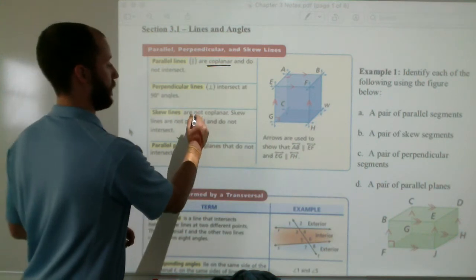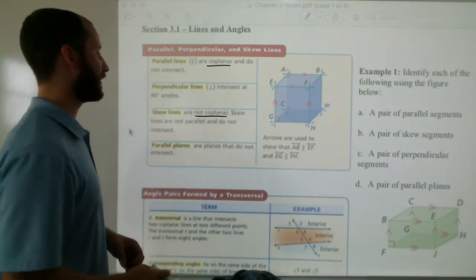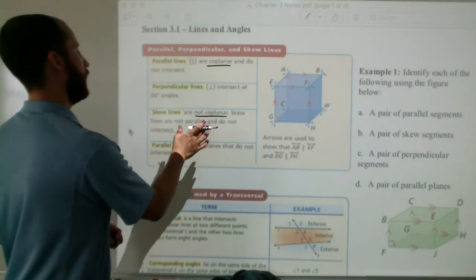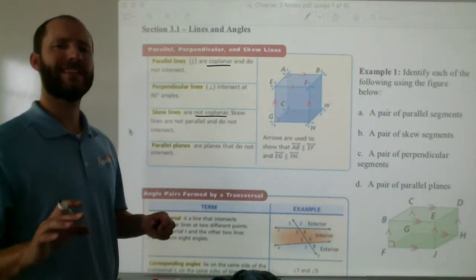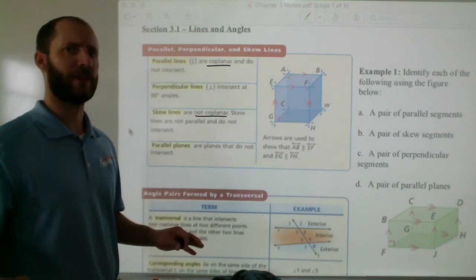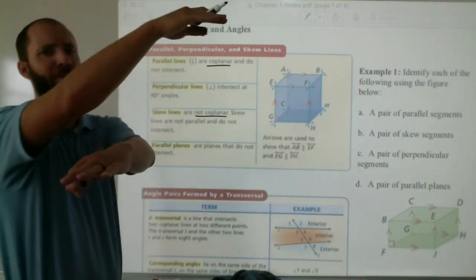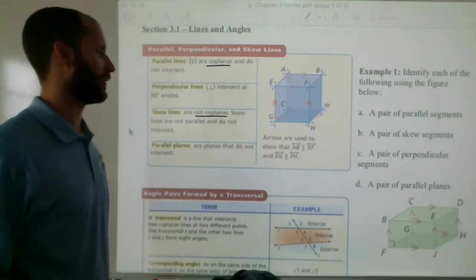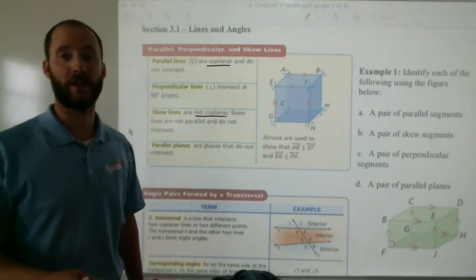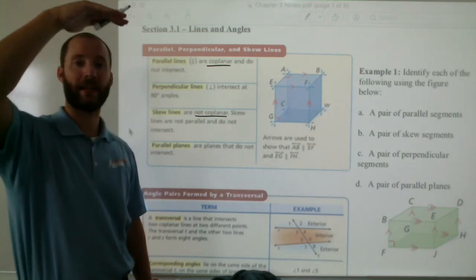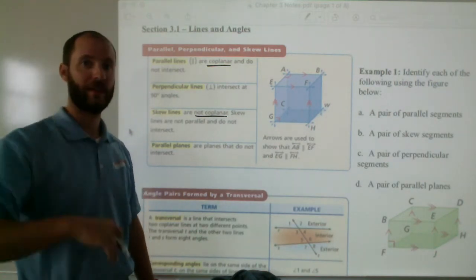Skew lines, not coplanar. Skew lines are not parallel and do not intersect. So these lines have like nothing in common with each other whatsoever. They're on different altitudes, going different ways. They never know each other exists. And then parallel planes, planes that do not intersect. So parallel kind of stacked one on top of the other with some space in between.